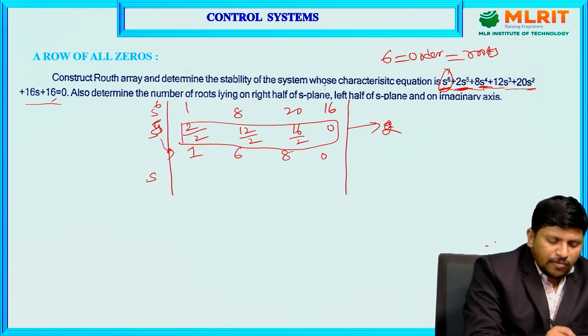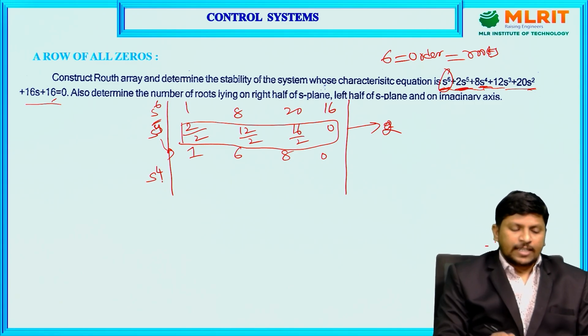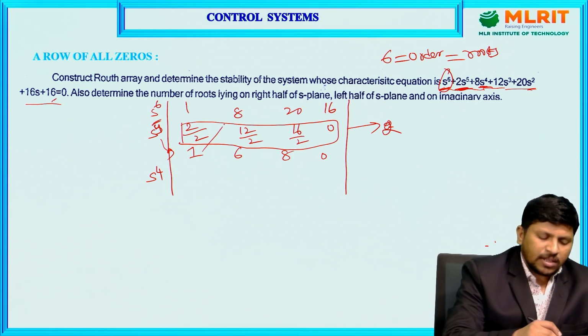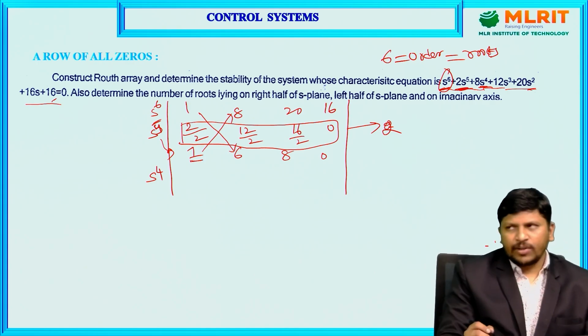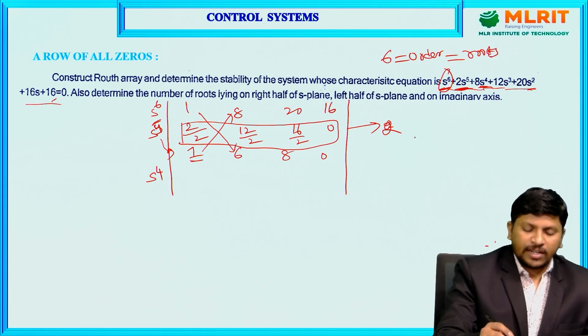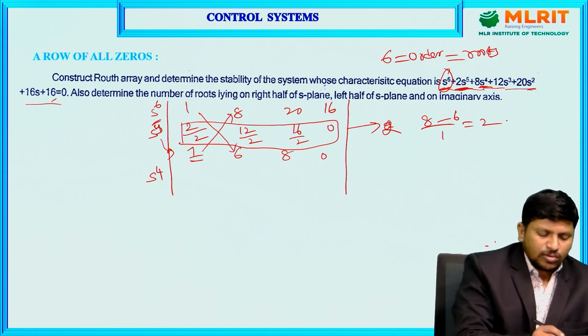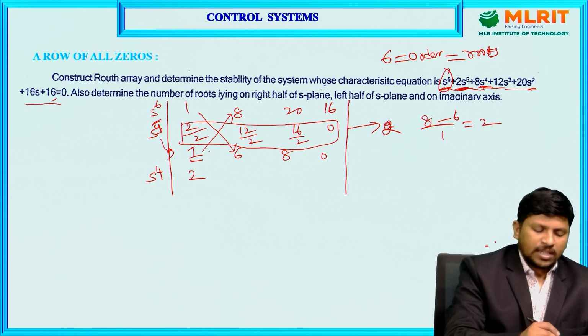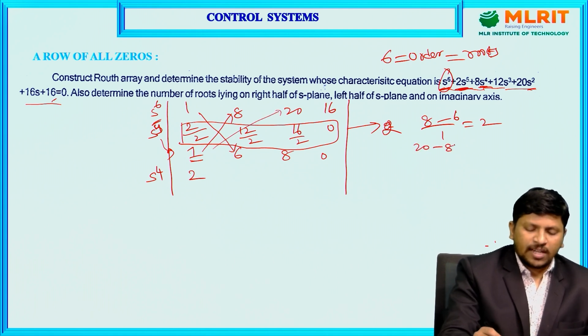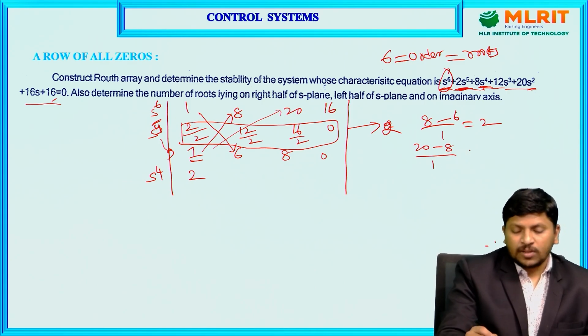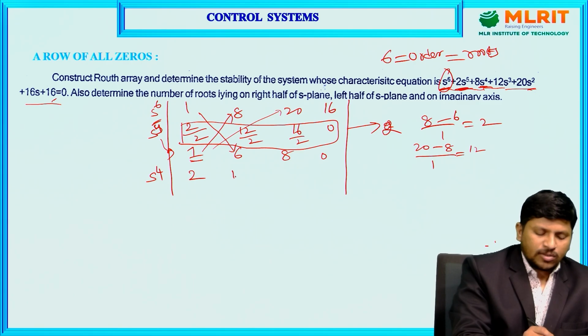Next, s power of 4. Now we are going to calculate. So 1 multiplied by 8 minus 1 multiplied by 6, divided by 1, which is our base. So 8 minus 6 divided by 1 is equal to 2. So the value is 2. Next, 1 multiplied by 20 and 1 multiplied by 8. So 20 minus 8 divided by 1. 20 minus 8 is 12. 12 by 1 is 12.